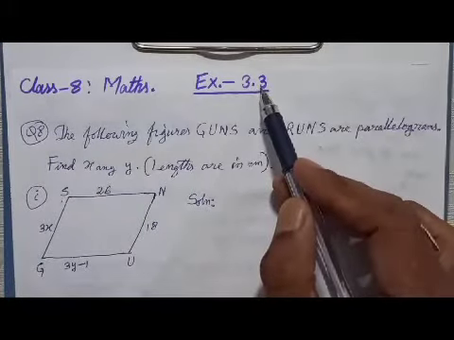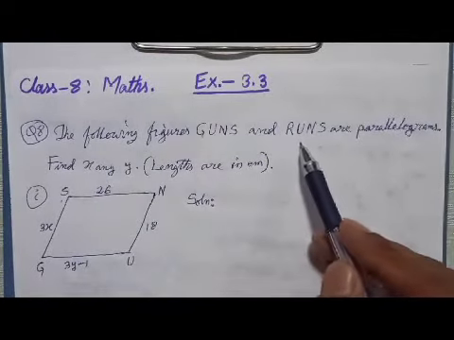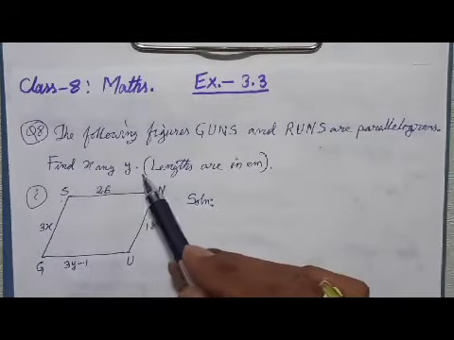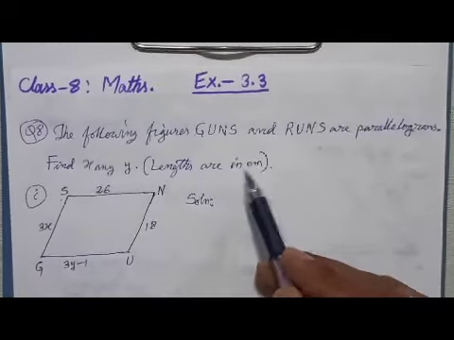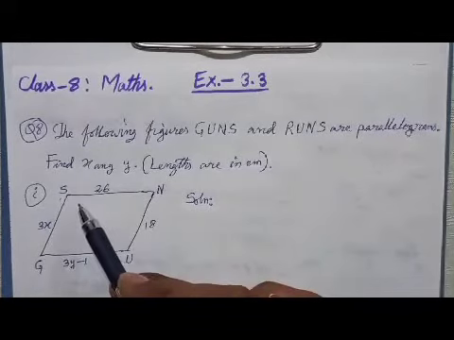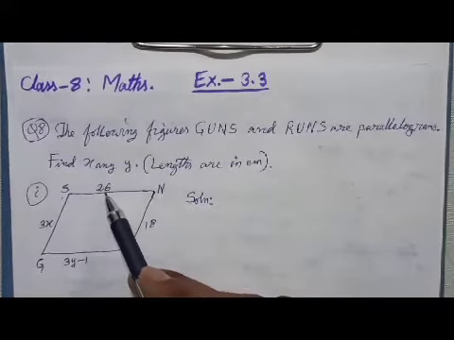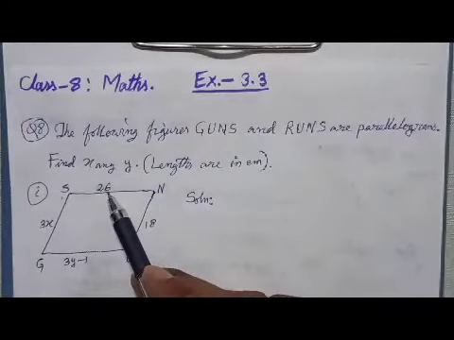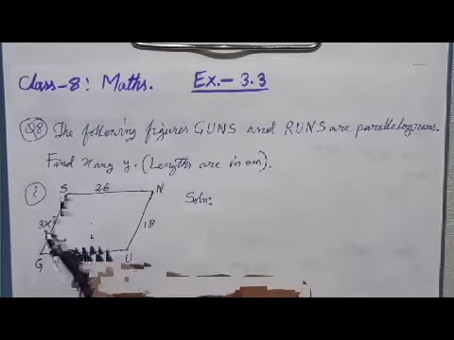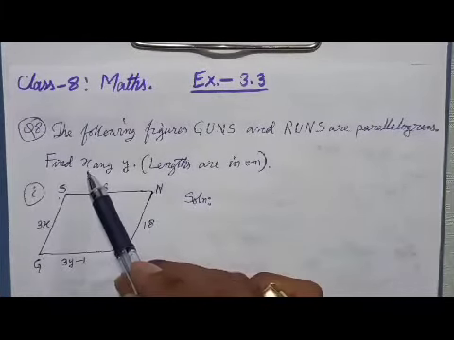Exercise 3.3, question number 8. The following figures, GUNS and RUNS, are parallelograms. Find x and y. Lengths are in centimeter. Now Roman number 1, GUNS. This GUNS is a parallelogram and the lengths of the sides are given. This is 26, in centimeter, and 18 is in centimeter. GS is 3x. GU side is 3y minus 1, and the question says to find out x and y.